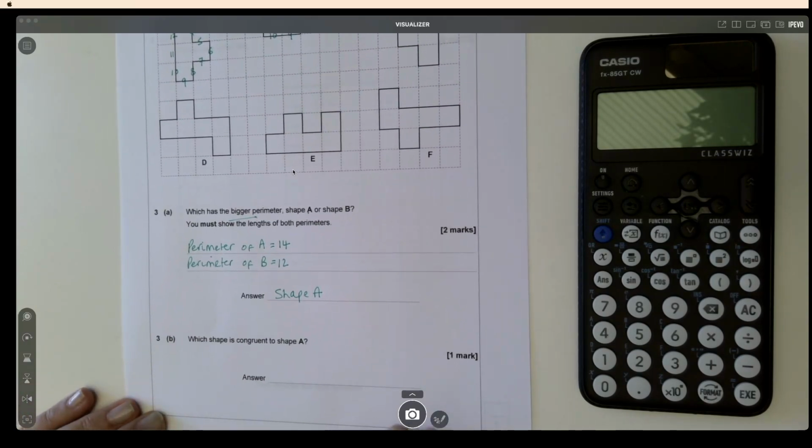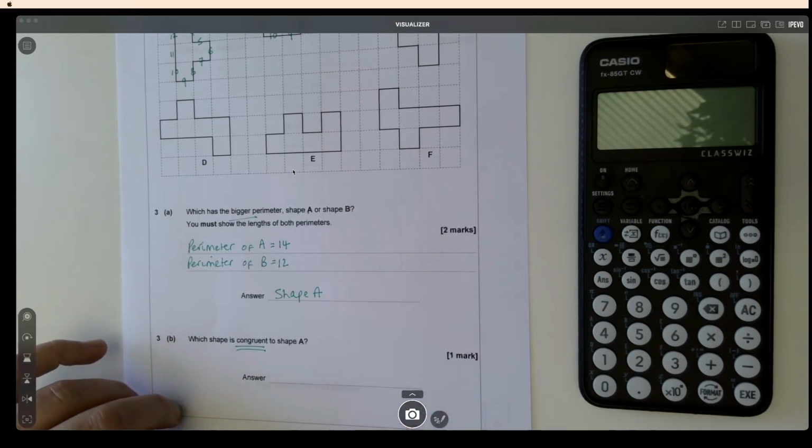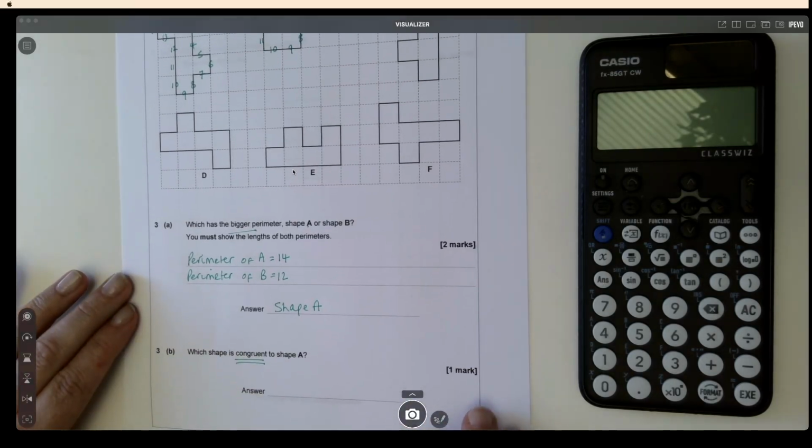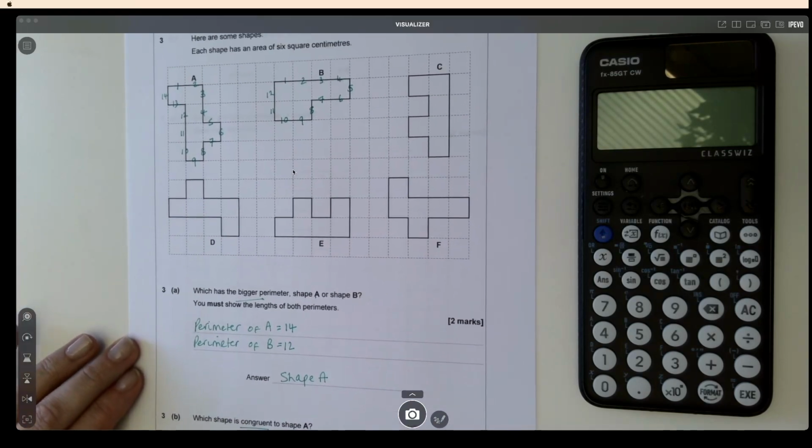3B, which shape is congruent to shape A? So congruent means exactly the same. It may be rotated, so it may be a different orientation, but congruent means it's exactly the same shape. All of the sides are the same length, so we could put one shape on top of the other and they would match. So we're going to find out which shape this is.